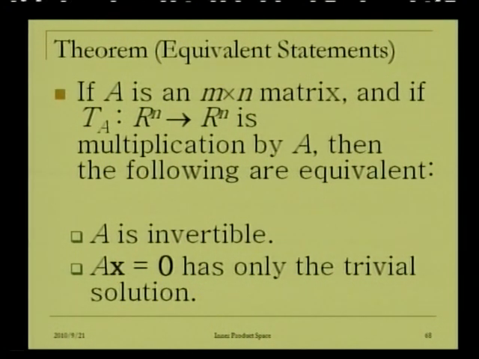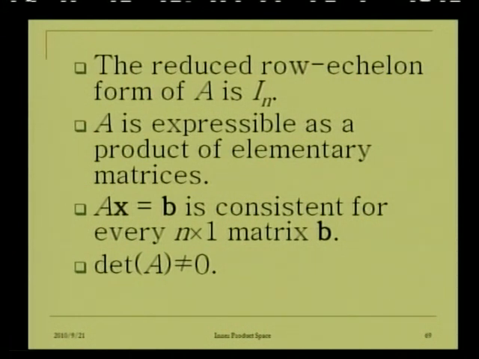So now A is a square matrix of order n. Then the following statements are equivalent, meaning any one of them implies the remaining all, and it is actually a double implication. First, A is invertible. It is equivalent to Ax equal to 0 has only the trivial solution. The reduced row echelon form of matrix A is the identity matrix of order n. Next, A is expressible as a product of elementary matrices.